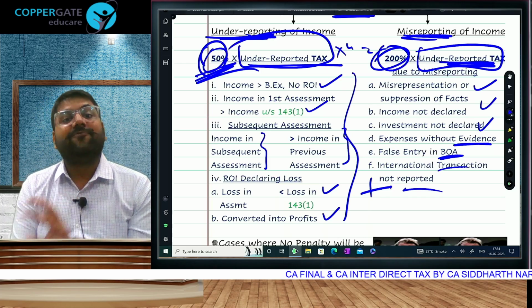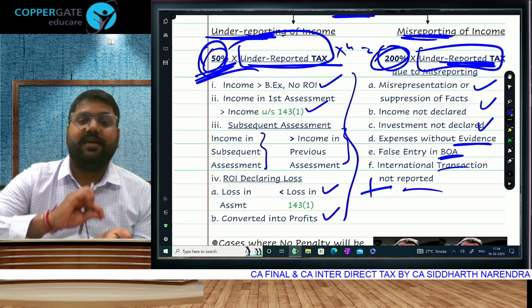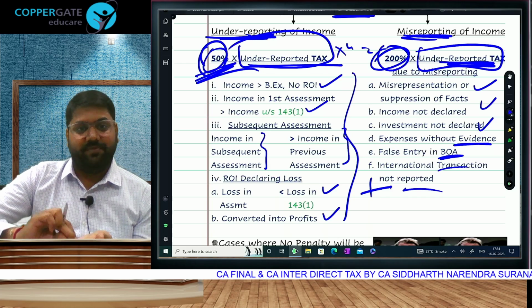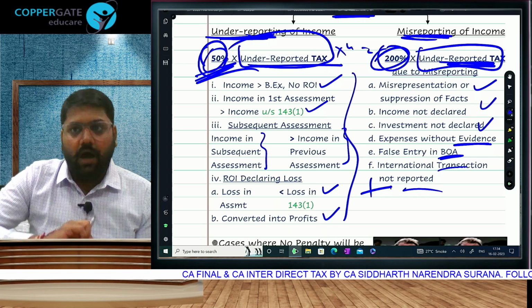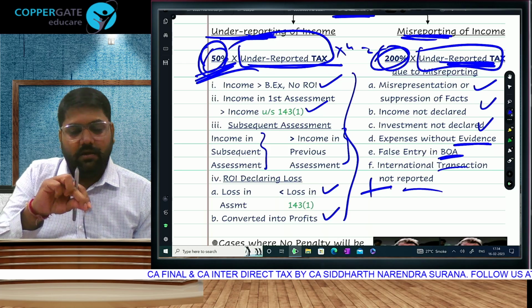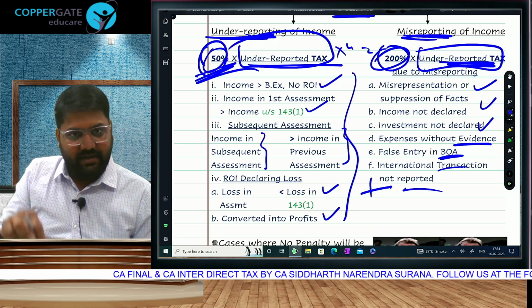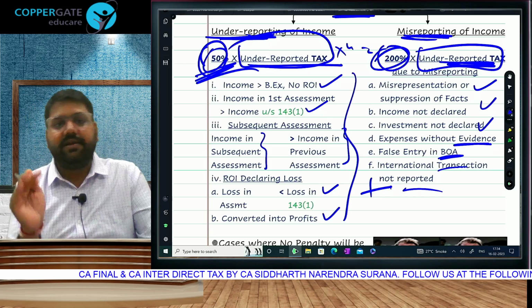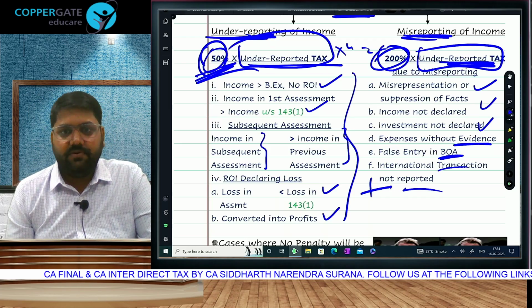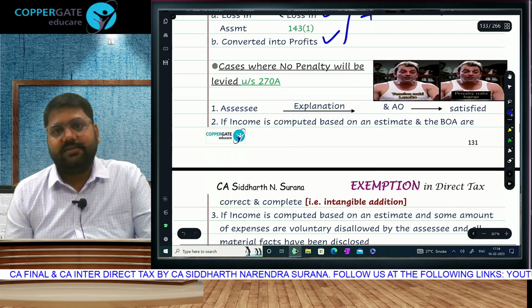And of late, they are framing questions. In the question, they are saying, assume misreporting, or assume no misreporting. They are writing it in the question itself. Okay. However, in the following cases, there will be no penalty.